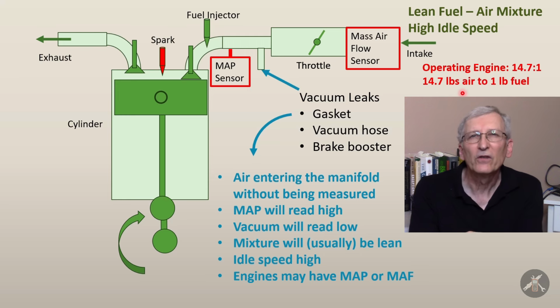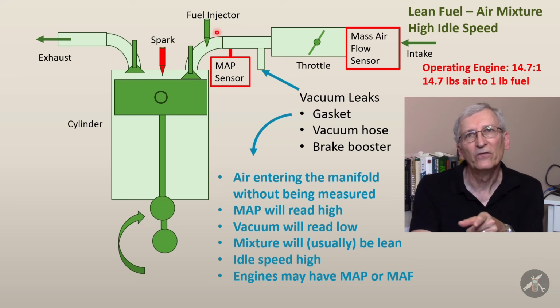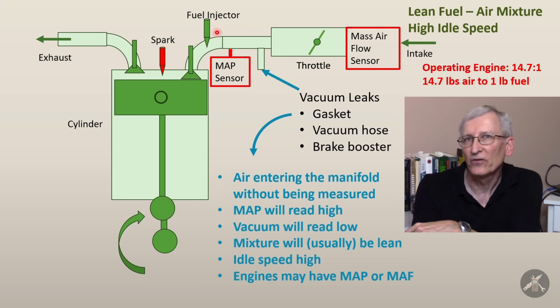Now, it's in grams or milligrams, tiny amounts, but in principle, every bit of air that comes through here has to operate at that 14.7 ratio, where for 14 pounds of air you need a pound of fuel. And if you let 5 pounds of air come in on the back side of the throttle that doesn't go through here, the computer won't send the fuel in to match that air because it doesn't know it exists.